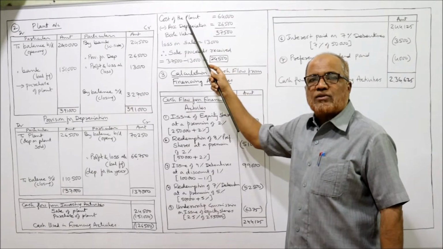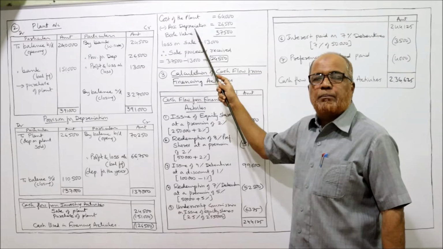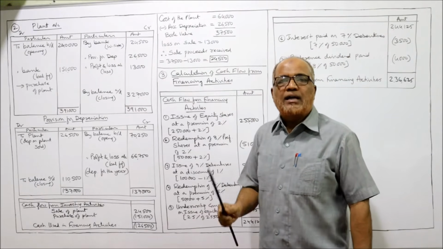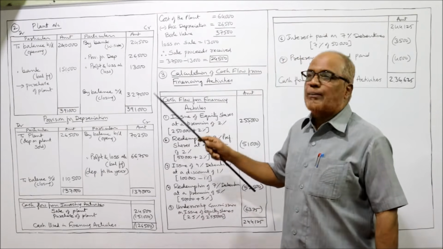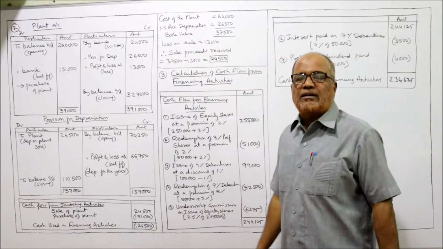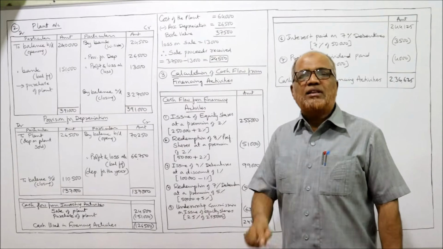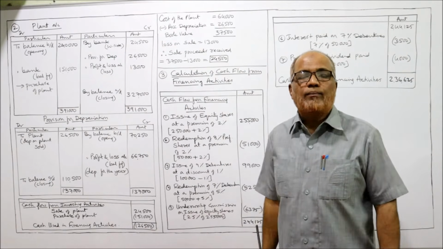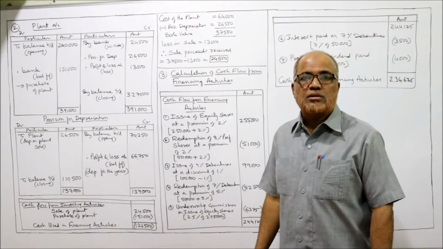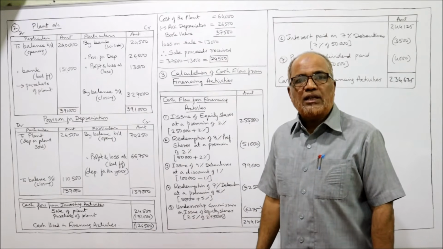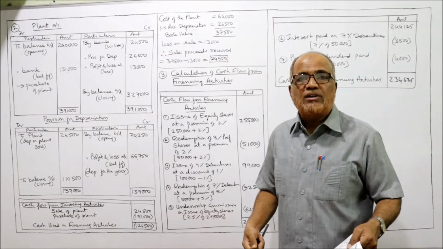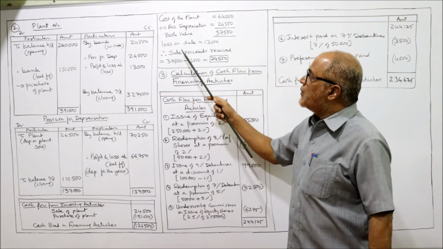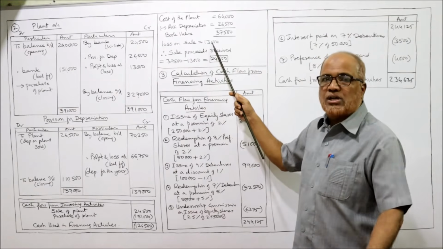So from the cost of the plant, deduct the accumulated depreciation, we will get the book value, that means written down value. WDV, written down value of the plant, is 37,500. This 37,500 worth of plant was sold at a loss of 13,000. So how much sale proceed did we receive? The loss on sale is 13,000, given in the problem.